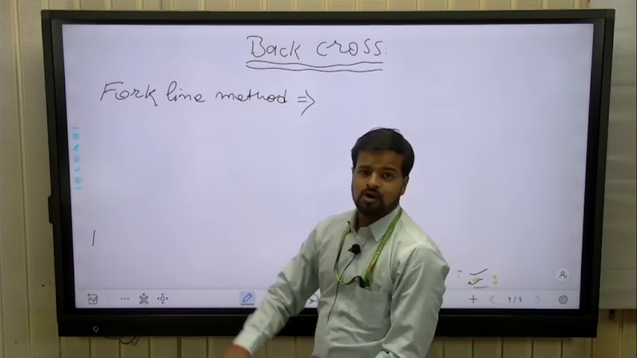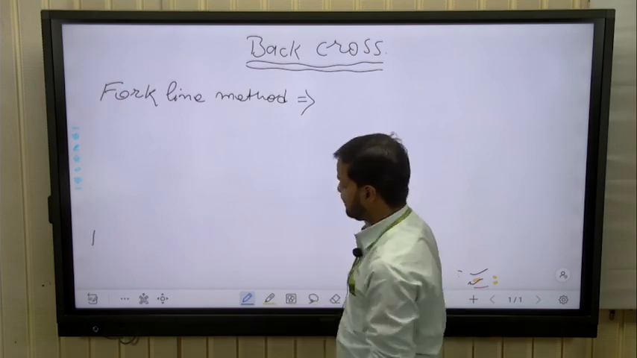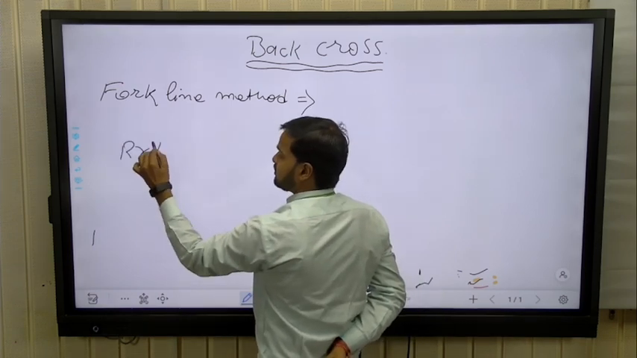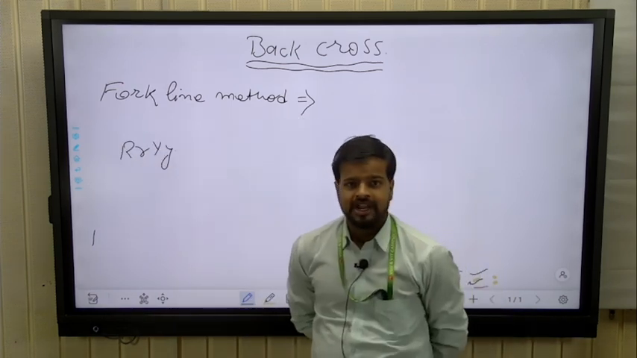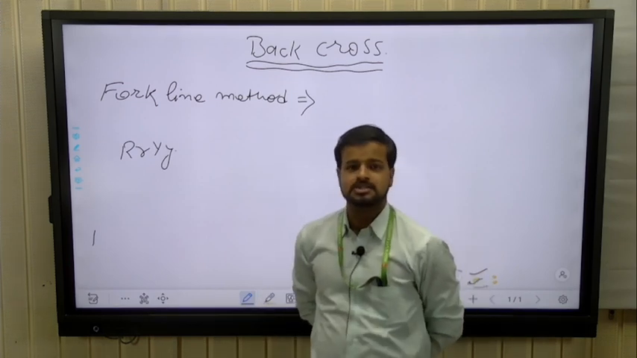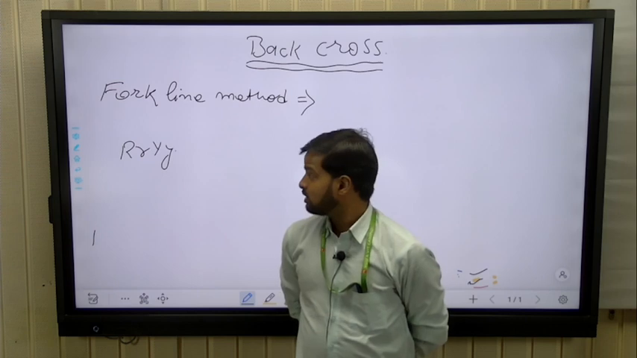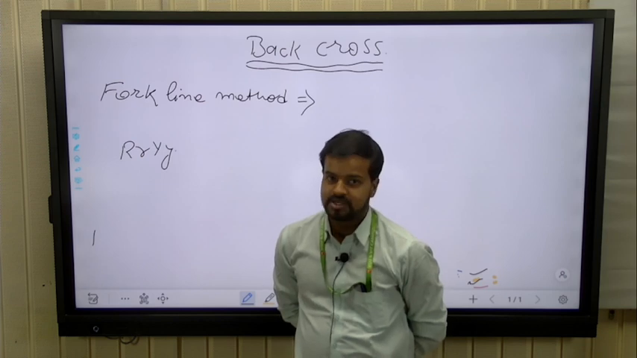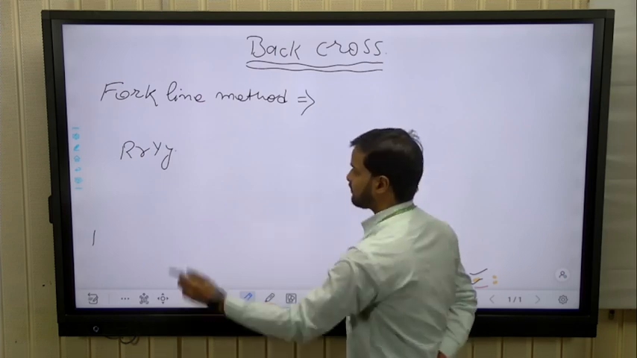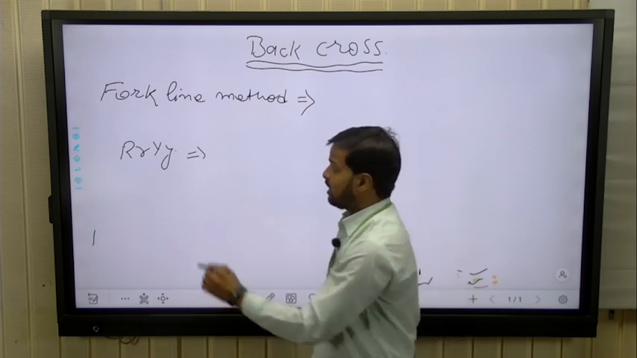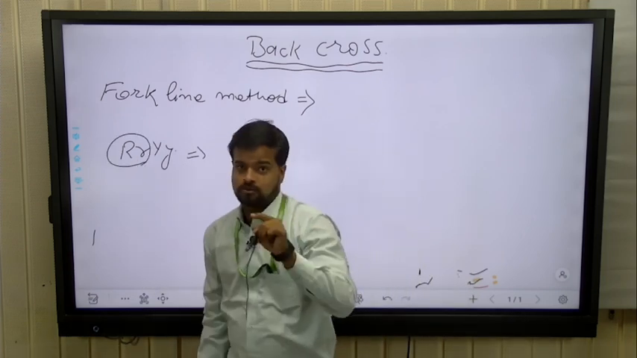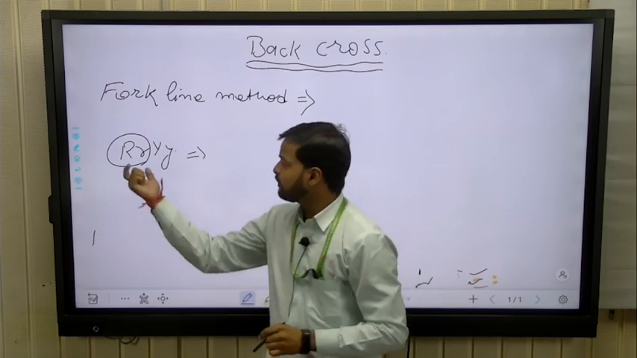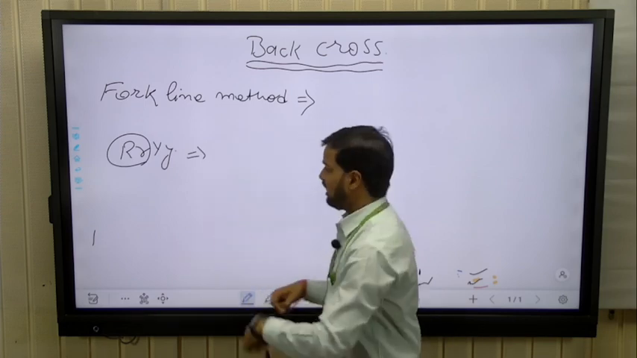Fork line method. What is the fork line method? Don't worry, it is a very easy topic. Here this is the genetic composition, and what we want from here is only the gametes, and the formation of gametes from this method is too easy. So be patient and stay with me. Here we fix one value as a main value and write it here.